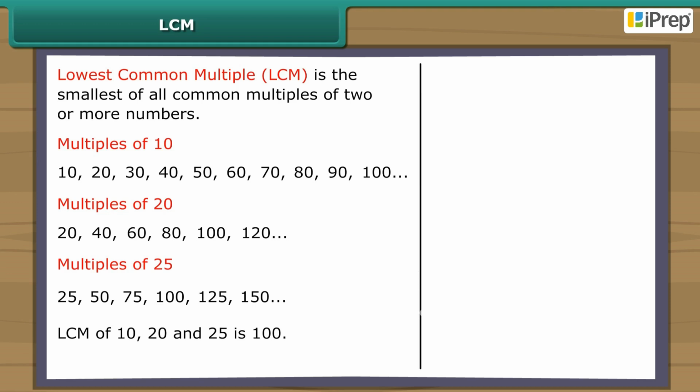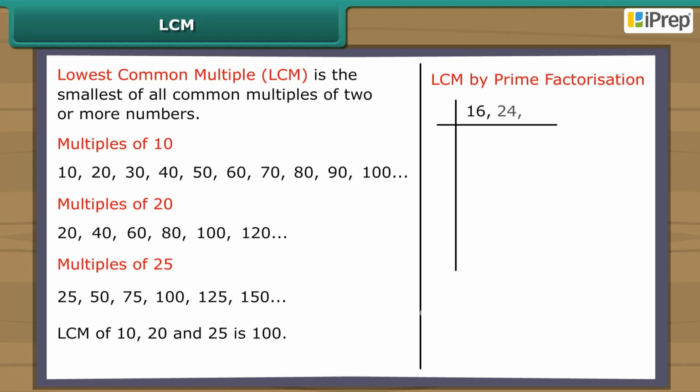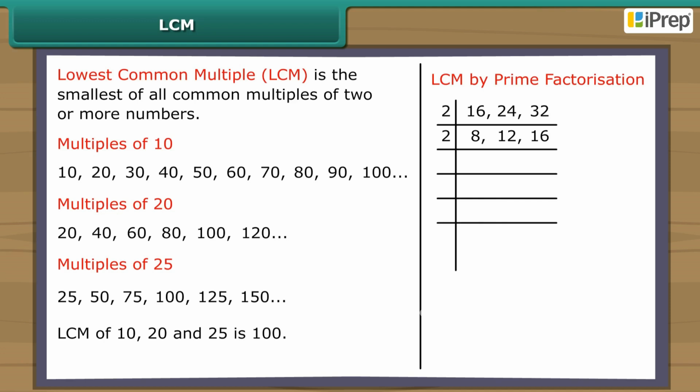An easier method for computing LCM is the prime factorization method. Let us use the method to calculate the LCM of 16, 24 and 32. Prime factorization method involves dividing the three numbers by prime factors till the quotient is 1.